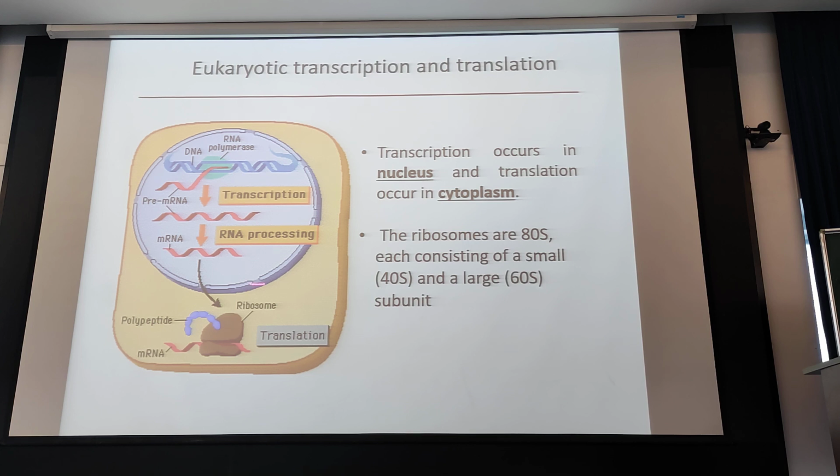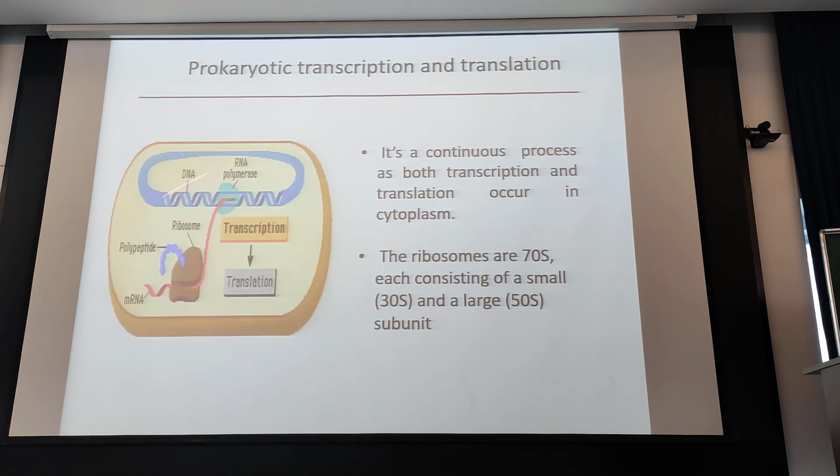After the RNA is mature, that means it has been capped with the 5' cap, the 3' poly A tail has been added, and all the introns have been removed. It will go out through the holes in the nuclear membrane, and in the cytoplasm, it will meet the ribosome complex to perform translation. So in eukaryotic cells, transcription happens in the nucleus and translation happens in the cytoplasm. Okay, it is not a continuous process like in the prokaryotic cell.